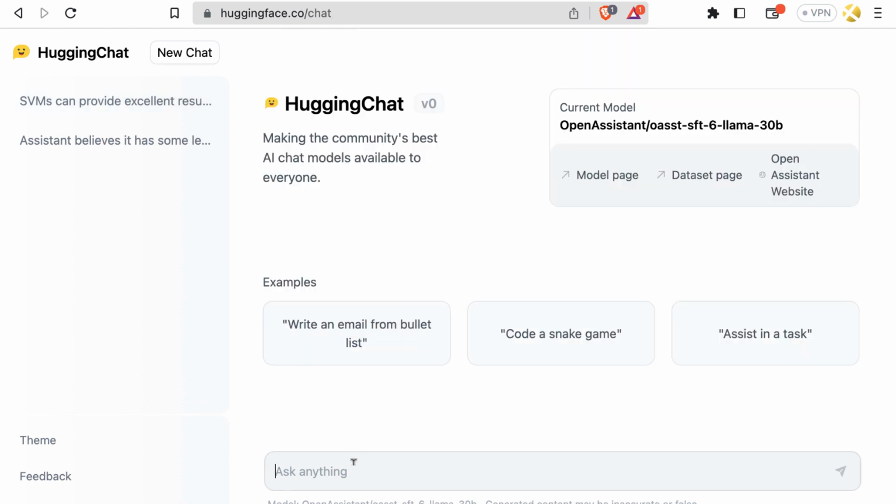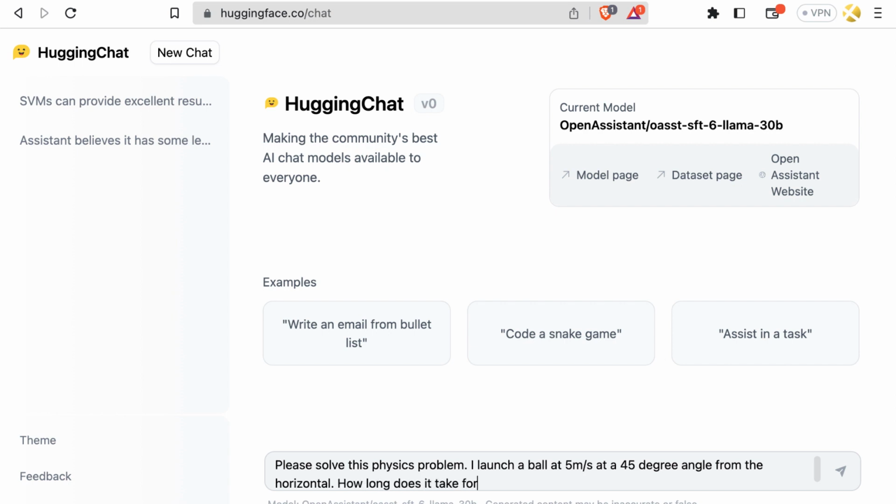So for this, we're going to solve a physics problem. So let's say, please solve this physics problem. I launch a ball at 5 meters per second at a 45-degree angle from the horizontal. How long does it take for the ball to fall back to the ground?